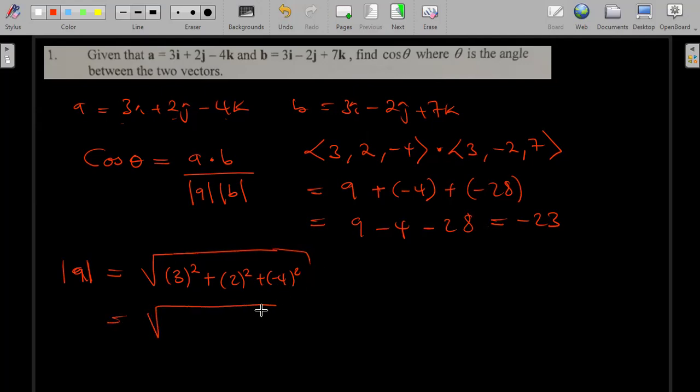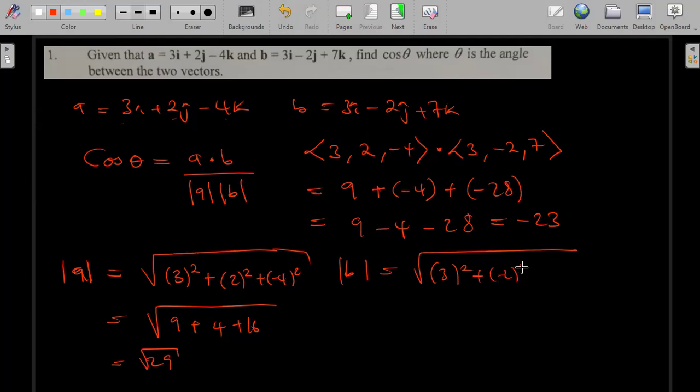The first one gives me 9, plus 4, plus 16. When I add everything, that gives me 29, so I get the square root of 29. I do the same for B. The modulus of B is going to be equal to the square root of the squares of every component of that vector: 3 squared plus -2 squared plus 7 squared.